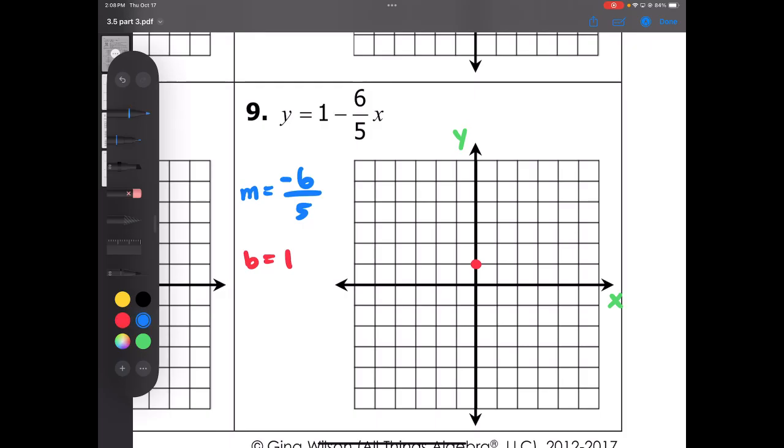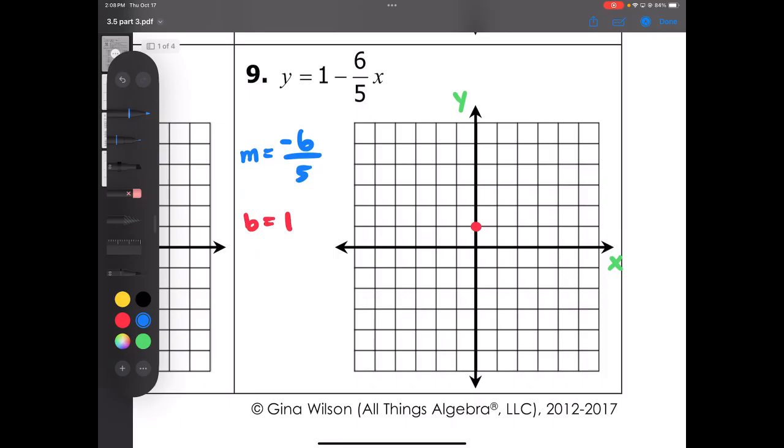So the y-intercept is positive 1, right? So I start at the 1. And then let's take a look at the negative 6 over 5. I go down 6 and right 5. If it helps you, you can put D for down 6 and then R for right 5. That tells you the direction to go. So 1, 2, 3, 4, 5, 6. I do not put a big point, I'm just counting. I'm going to go right 5. 1, 2, 3, 4, 5. That's my second point.